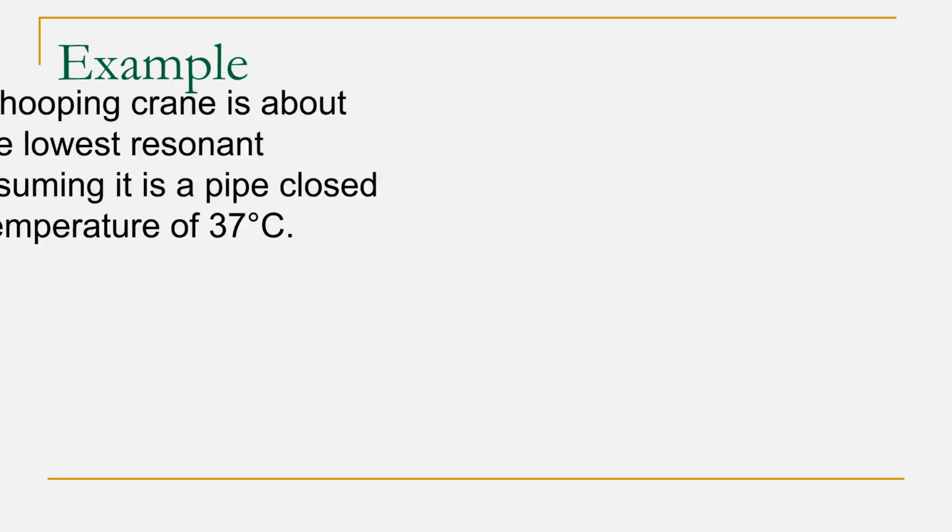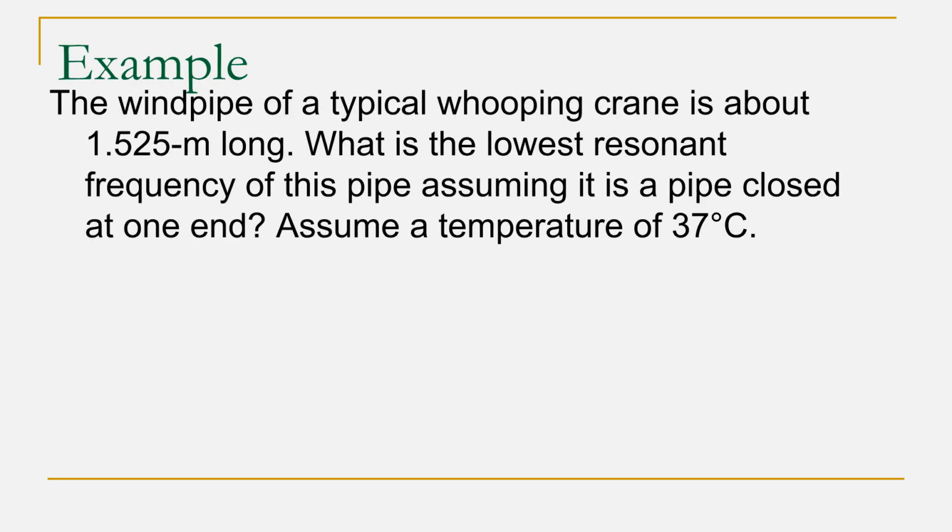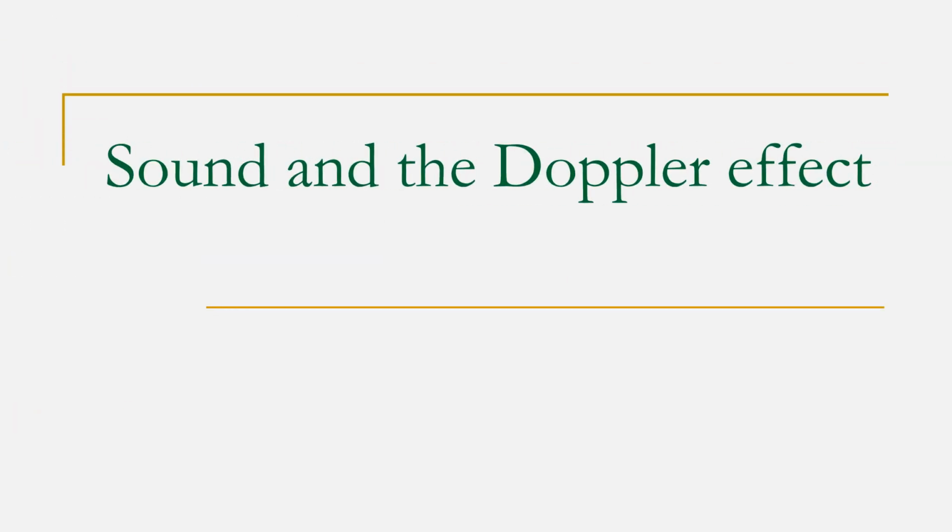In this example, we calculate the lowest resonant frequency for a closed pipe at 37 degrees Celsius. First, we find the speed of sound, which is 353.2 meters per second, and then calculate the frequency as 57.90 Hz. Now, we will explore the concept of sound and the Doppler effect.